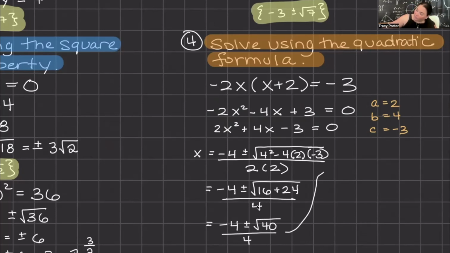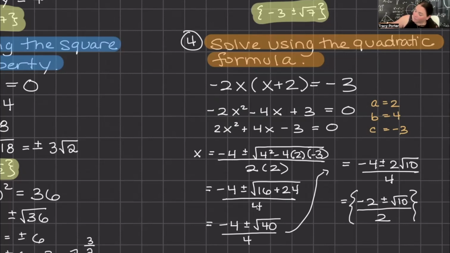So we'll just continue over here because the square root of 40 can be broken down to be 2 square root of 10. And then you could technically factor out a 2, or you can just divide every term by a 2. And so we'll have -2 plus or minus the square root of 10 over 2. So this should be your final answer. And we'll leave that in the solution set.